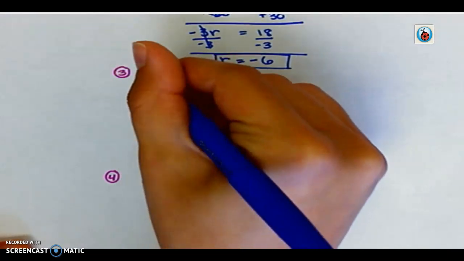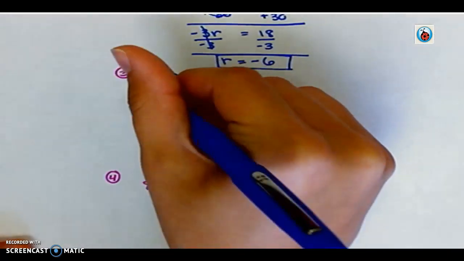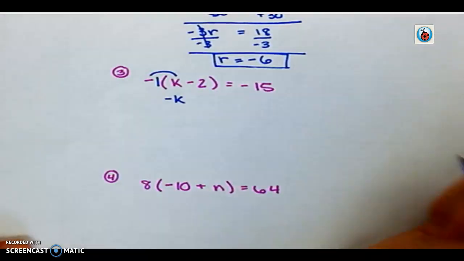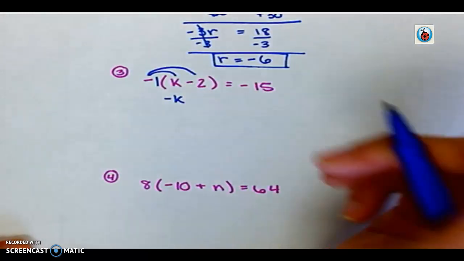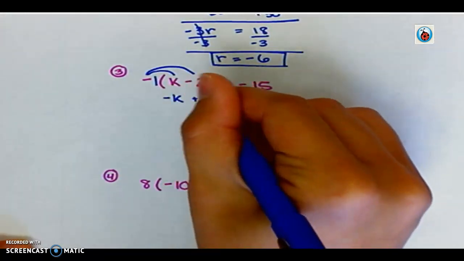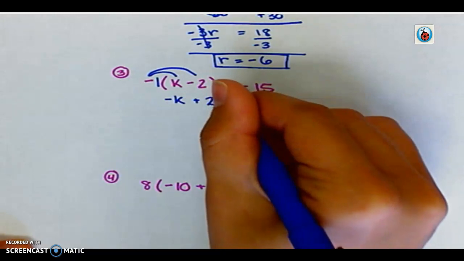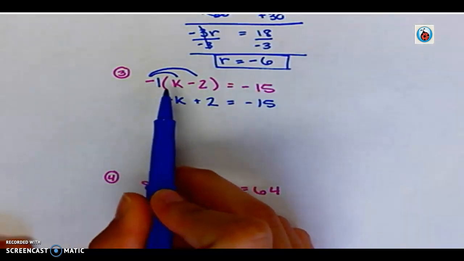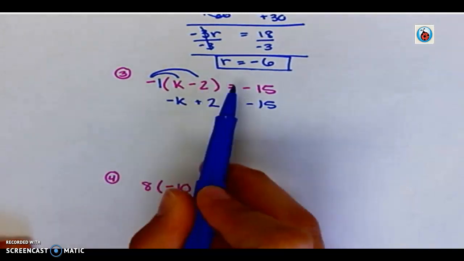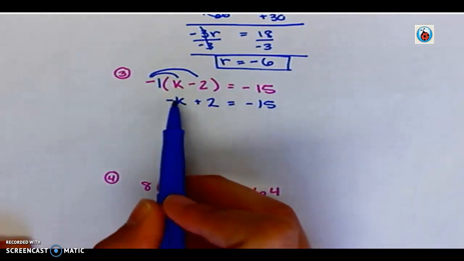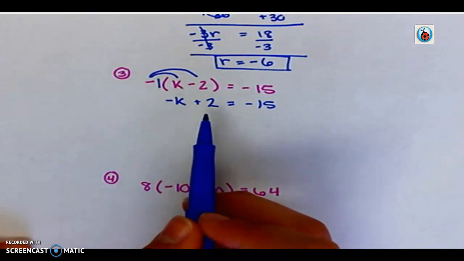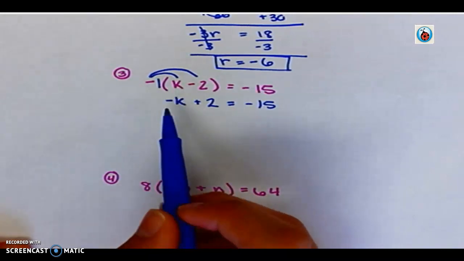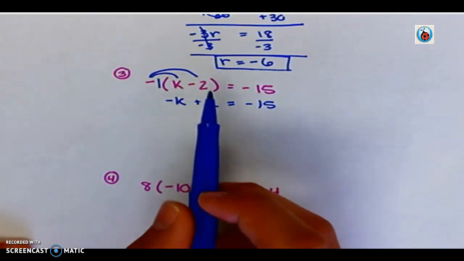I'm still going to multiply everything on the inside of the parentheses by negative 1. So in this case, negative 1 times k is negative k. Negative 1 times negative 2 is positive 2. And this equals negative 15. If you notice, whenever I multiplied the inside by a negative, their signs changed, right? So the positive k became a negative k, the negative 2 became a positive 2.